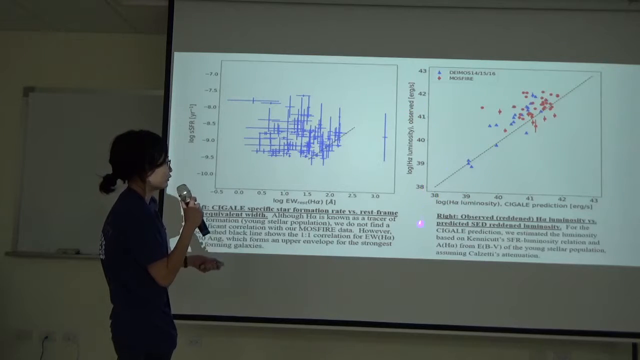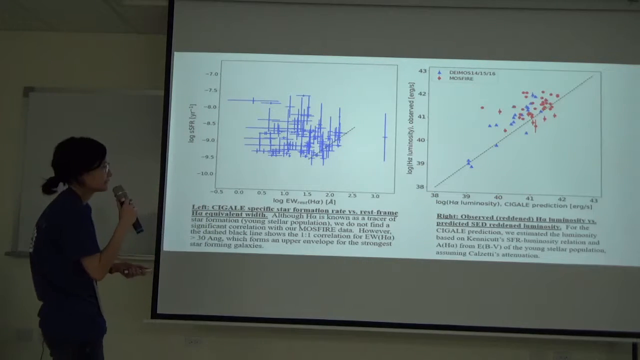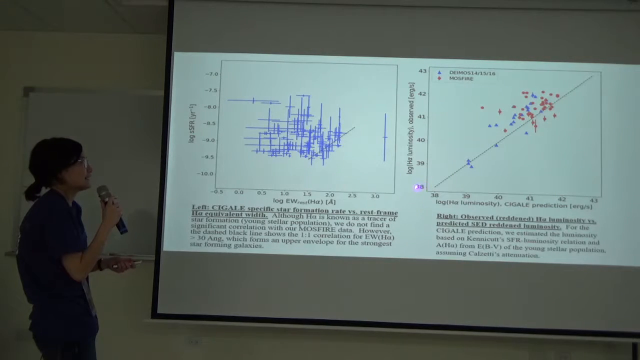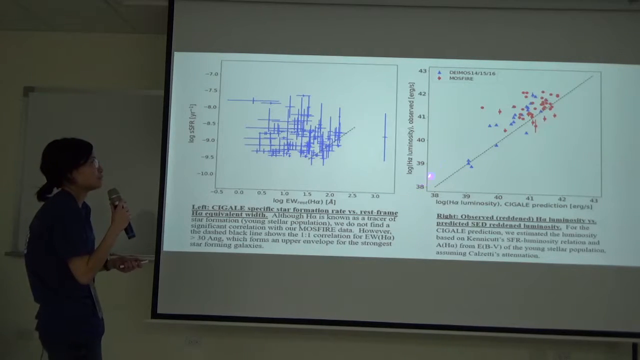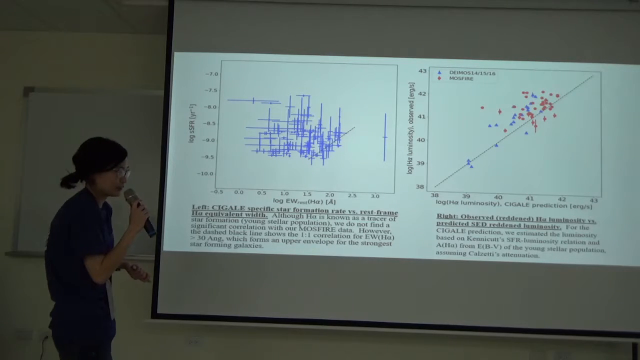Then we also plotted the reddened version of the H-alpha luminosity from the SED fits and from our own observations in both our data sets, and we see that they are actually within reasonable agreement.